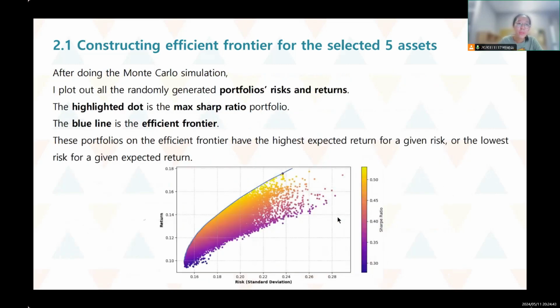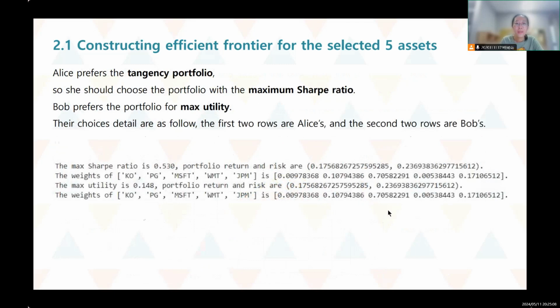After doing the Monte Carlo simulation, I plot out all the randomly generated portfolios' risk and returns. The highlighted dot is the max Sharpe ratio portfolio. The blue line is the efficient frontier. These portfolios on the efficient frontier have the highest expected return for a given risk or the lowest risk for a given expected return. Alice prefers the tangency portfolio, so she should choose the portfolio with the maximum Sharpe ratio.